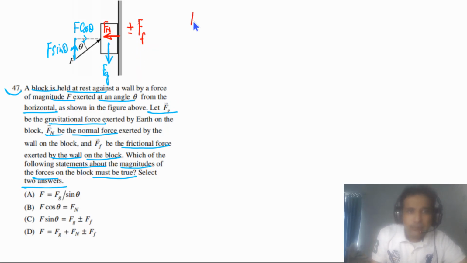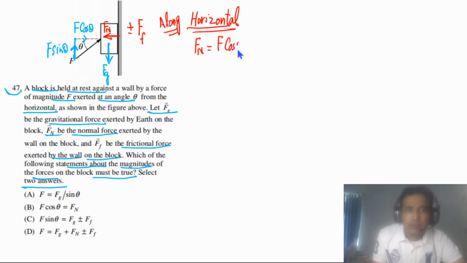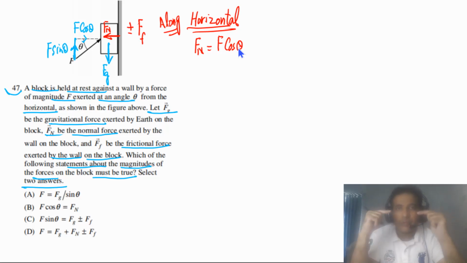So if we look at forces along horizontal, there are two forces. So in this case simply we can say Fn has to be equal to F cosine of theta. These two forces have to balance each other, so the block will not move horizontally.